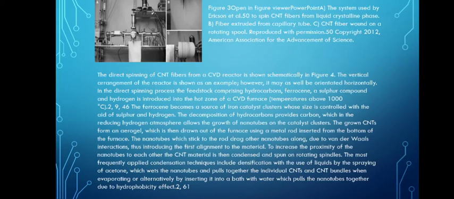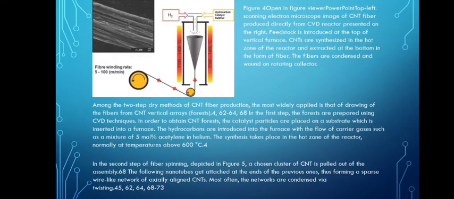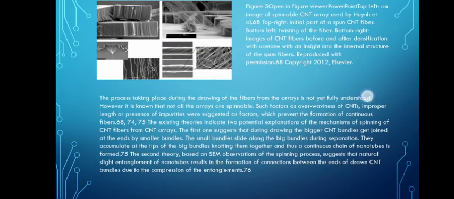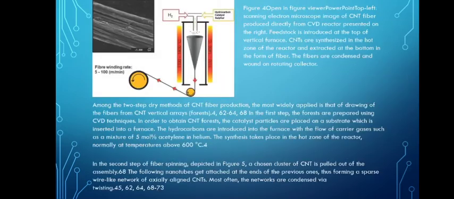Figure 13 in figure viewer, PowerPoint: a system used by Ericson to spin CNT fiber from liquid crystalline phase. Fiber extracted from a capillary tube. The CNT fiber is wound on a rotating spool, reproduced with permission. The direct spinning of CNT fibers from the CVD reactor is shown; the vertical arrangement of the reactor is shown as an example. However, it may also be oriented horizontally. In the direct spinning process, the feedstock comprising hydrocarbons, for instance a sulfur compound and hydrogen, is introduced into the hot zone of the CVD furnace.